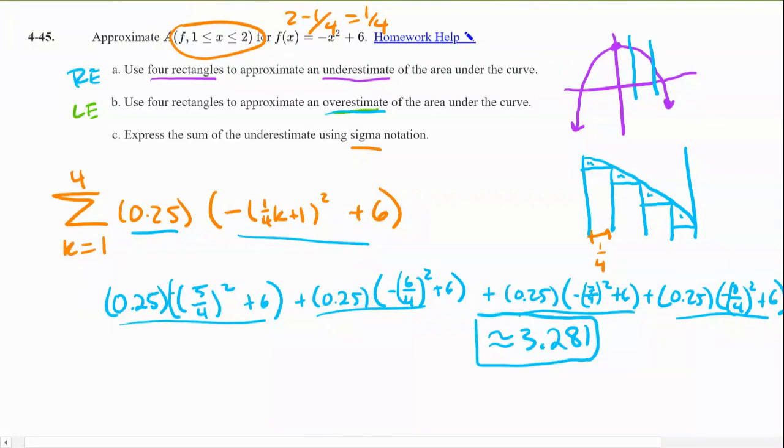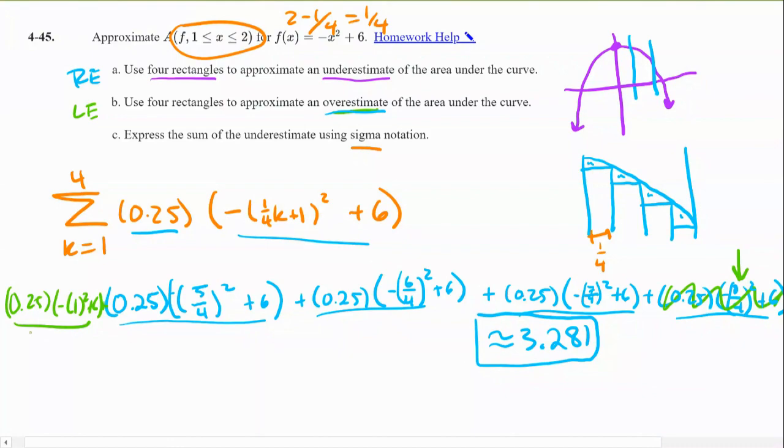Now for left endpoint, I'm going to do pretty much the same thing here, except for the overestimate, I would say. But instead of using the last k value where it gives us the final x value on the right, I'm going to instead use the first one where I just get 1 on this side here. So I'll rewrite it. So now not using that last one and only using this one, and then adding all these other 3.